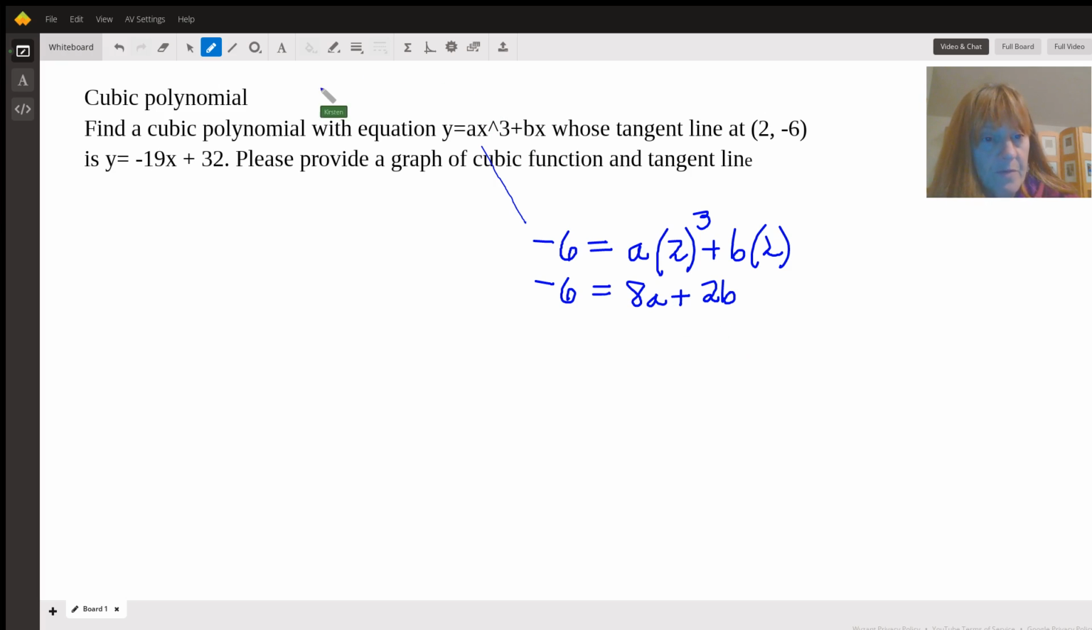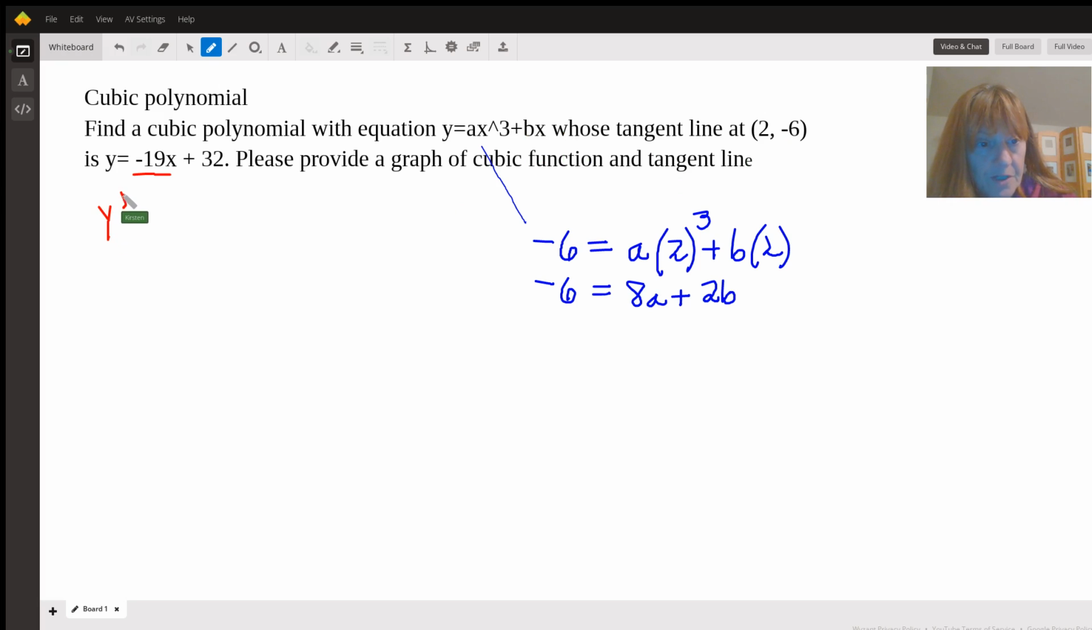Well, that equation cannot be solved for a or b because there are two variables, but no worries because we're going to find some more information, and it's going to be about the slope of this tangent line. The slope of the tangent line has to equal the derivative of the curve at the given point (2, -6). So here's where the calculus comes in.